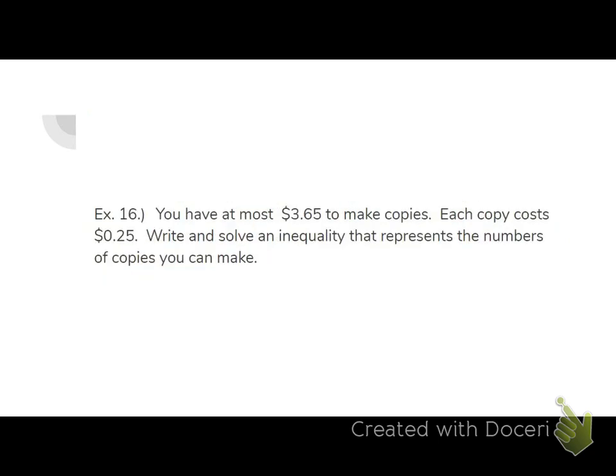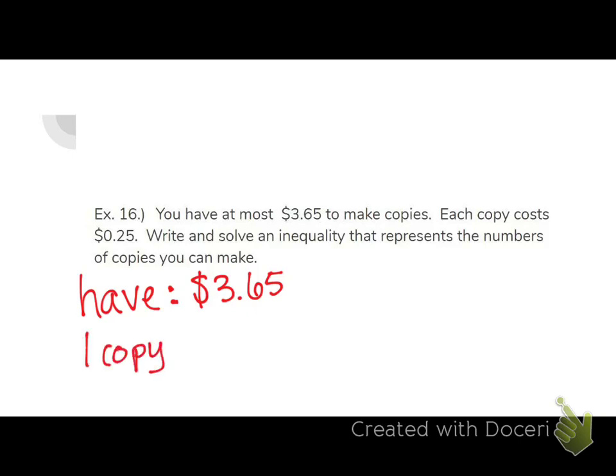One more. You have at most $3.65 to make copies. So I would need to know that. That's how much money I have. I have $3.65 in my account that I can spend. It's not a lot. I guess I already bought that iPhone. Each copy costs 25 cents. One copy costs me 25 cents. Write and solve an inequality that represents the number of copies you can make.